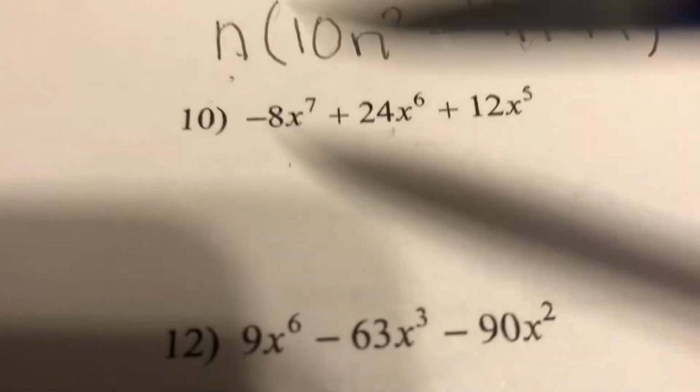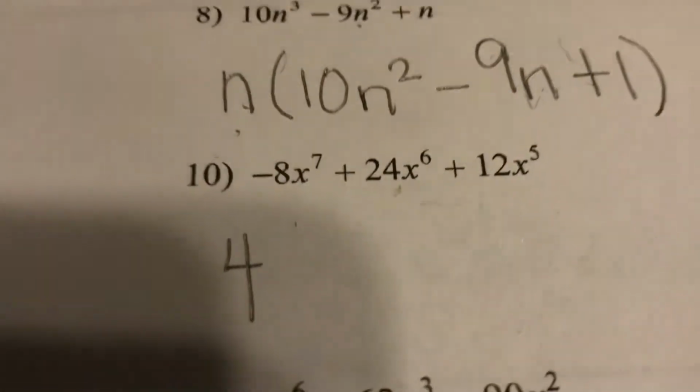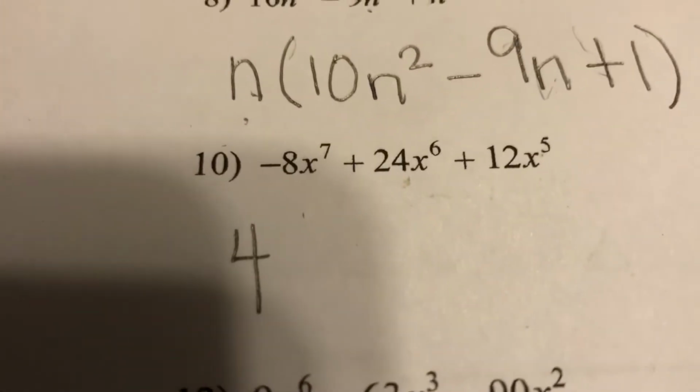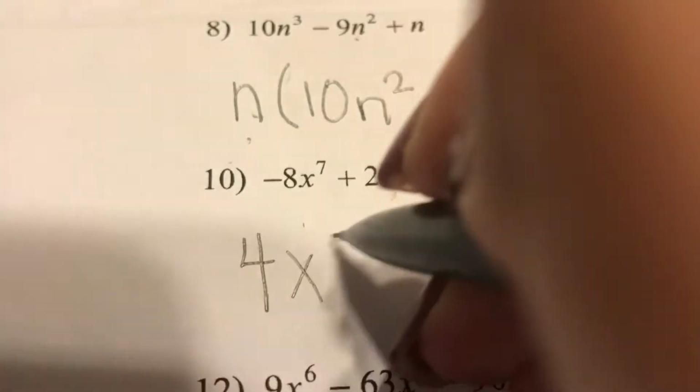Now, on this one, I have an 8, I have a 24, and I have a 12. So the only number that I know of that goes into all three of those, 8, 24, and 12, is a 4. So I'm going to pull that 4 out. Then I have an x to the 7th, an x to the 6th, and an x to the 5th. Well, an x to the 5th will go into all of those, so I'm going to pull out an x to the 5th.